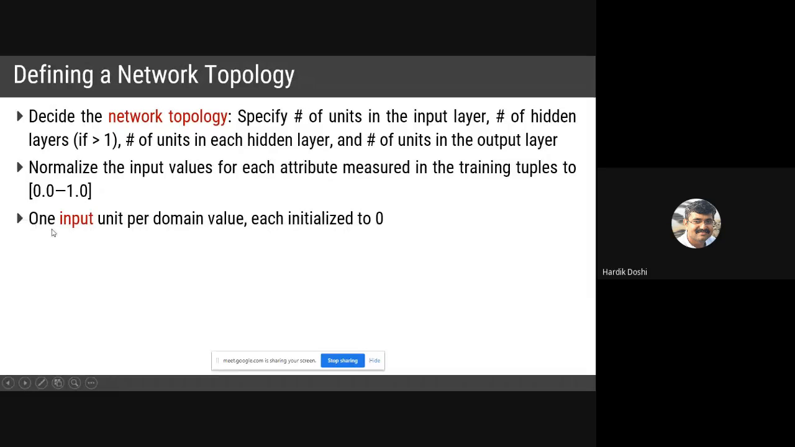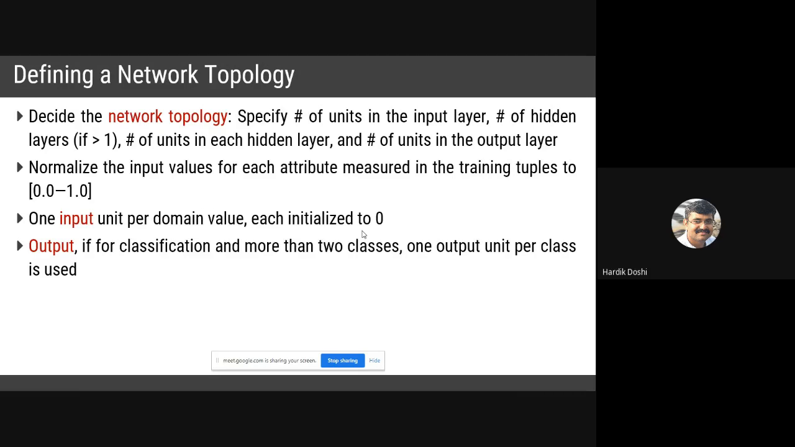Then I need to give one input unit per domain value, each initialized to 0. So one input unit per domain value means attributes. How many attributes are there in our example? Age, income, student and credit rating. 4 inputs are there. So 4 input values I need to take separately and each is to be initialized with 0.